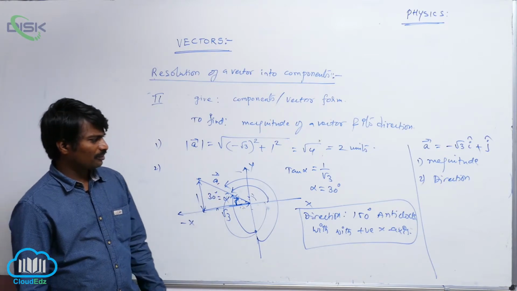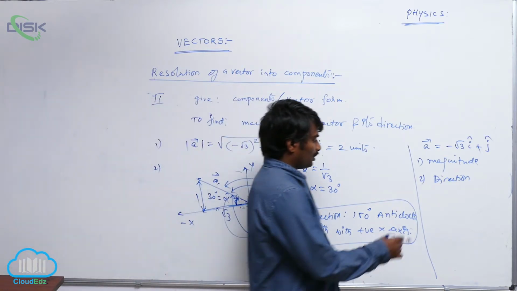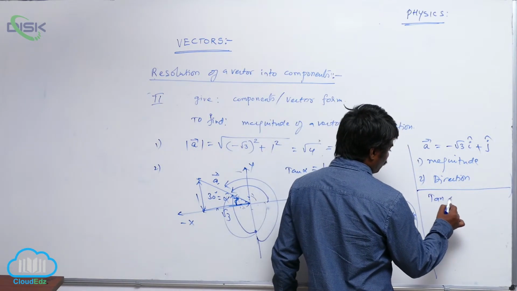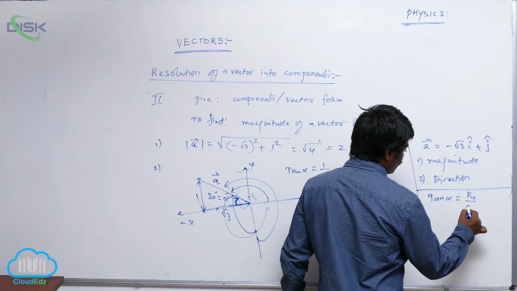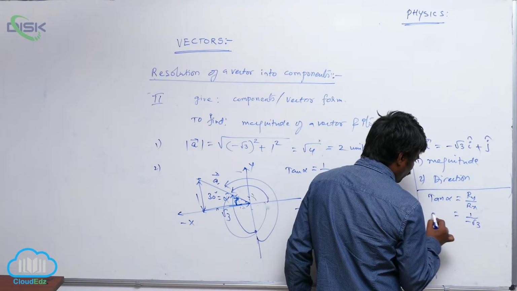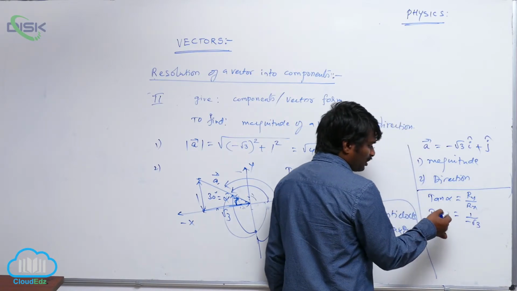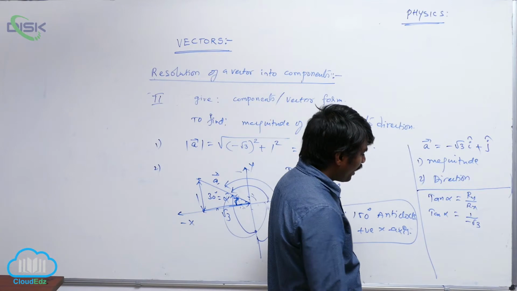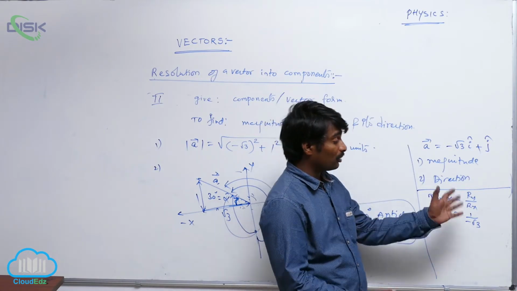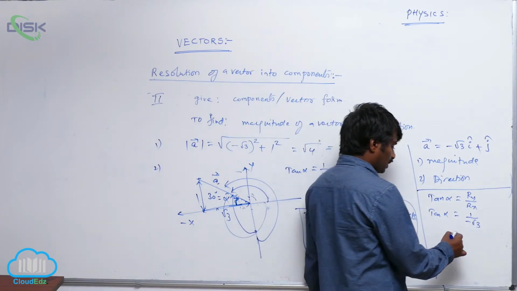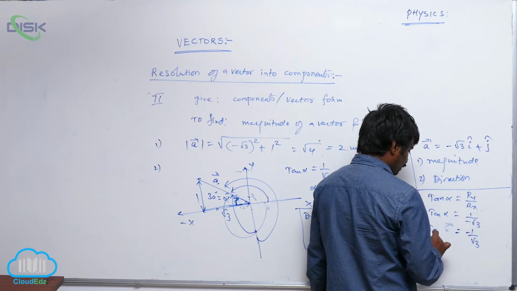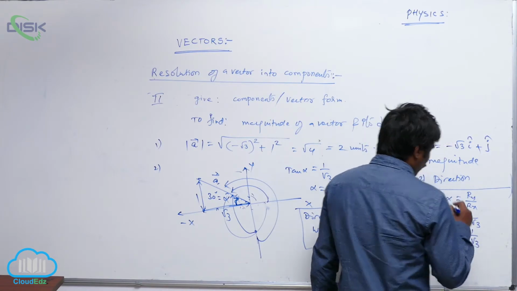And the same problem somebody tried to do like this. So in the previous example, tan alpha is equal to ry by rx, now y component by x component, that is 1 by minus root 3. Why don't we directly do, because alpha is anti-clockwise angle made by the vector with the positive x-axis, so directly we can go for it. Yes, you can go for it. Tan alpha is minus 1 by root 3.